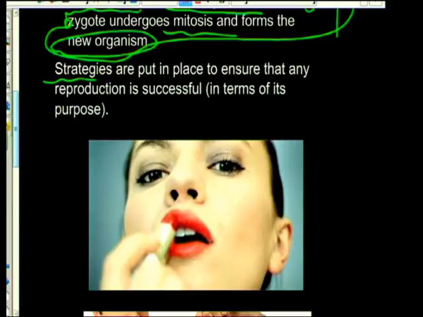Again, we said strategies are put into place to ensure that any reproduction is successful in terms of its purpose. What do we mean? Why did we add those brackets there in terms of its purpose? The purpose of reproduction is to ensure survival of the species. Organisms reproduce to create offspring that will ensure that that particular species will continue surviving. The minute reproduction doesn't take place or reproduction is slowed down, then the chances of these organisms surviving is less.